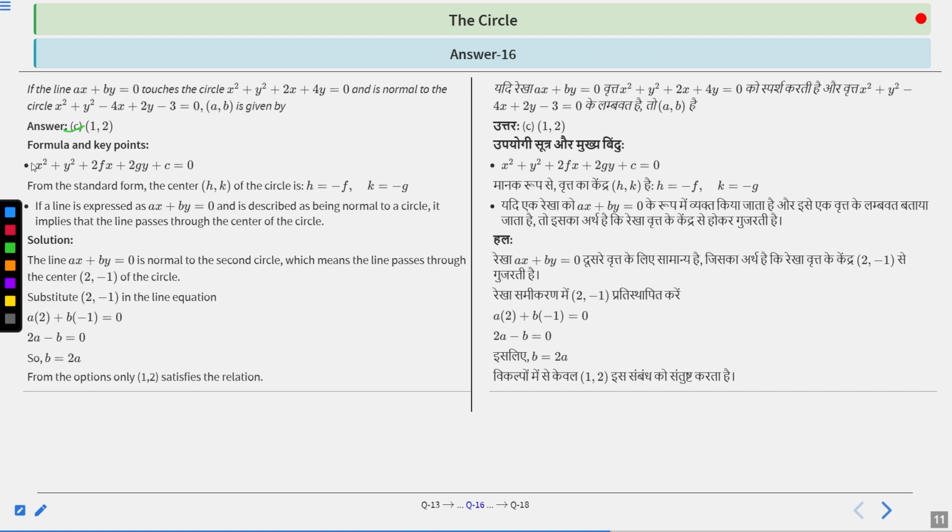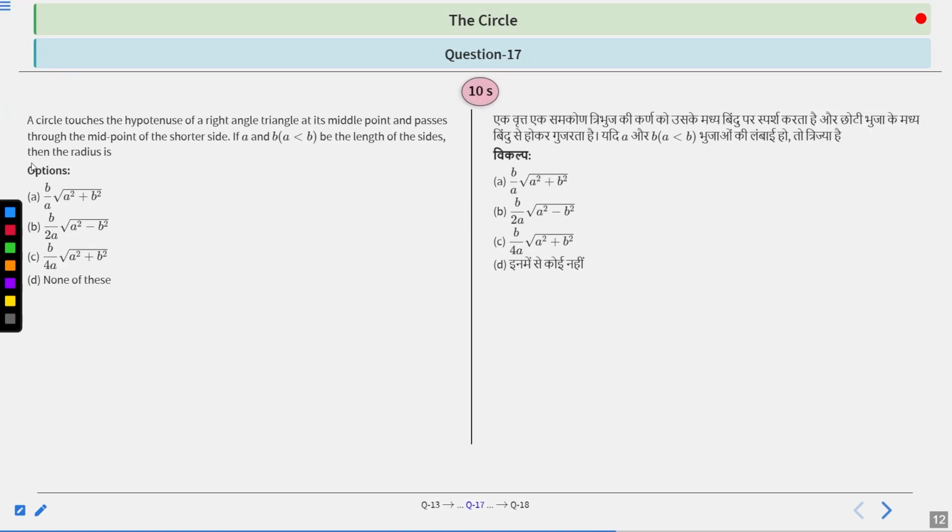Now let's move to the next question. Question number 17. Question number 17 says the circle touches the hypotenuse of a right angle triangle at its midpoint and passes through the midpoint of the shorter side. If a and b, a less than b, be the length of the sides, then the radius is.